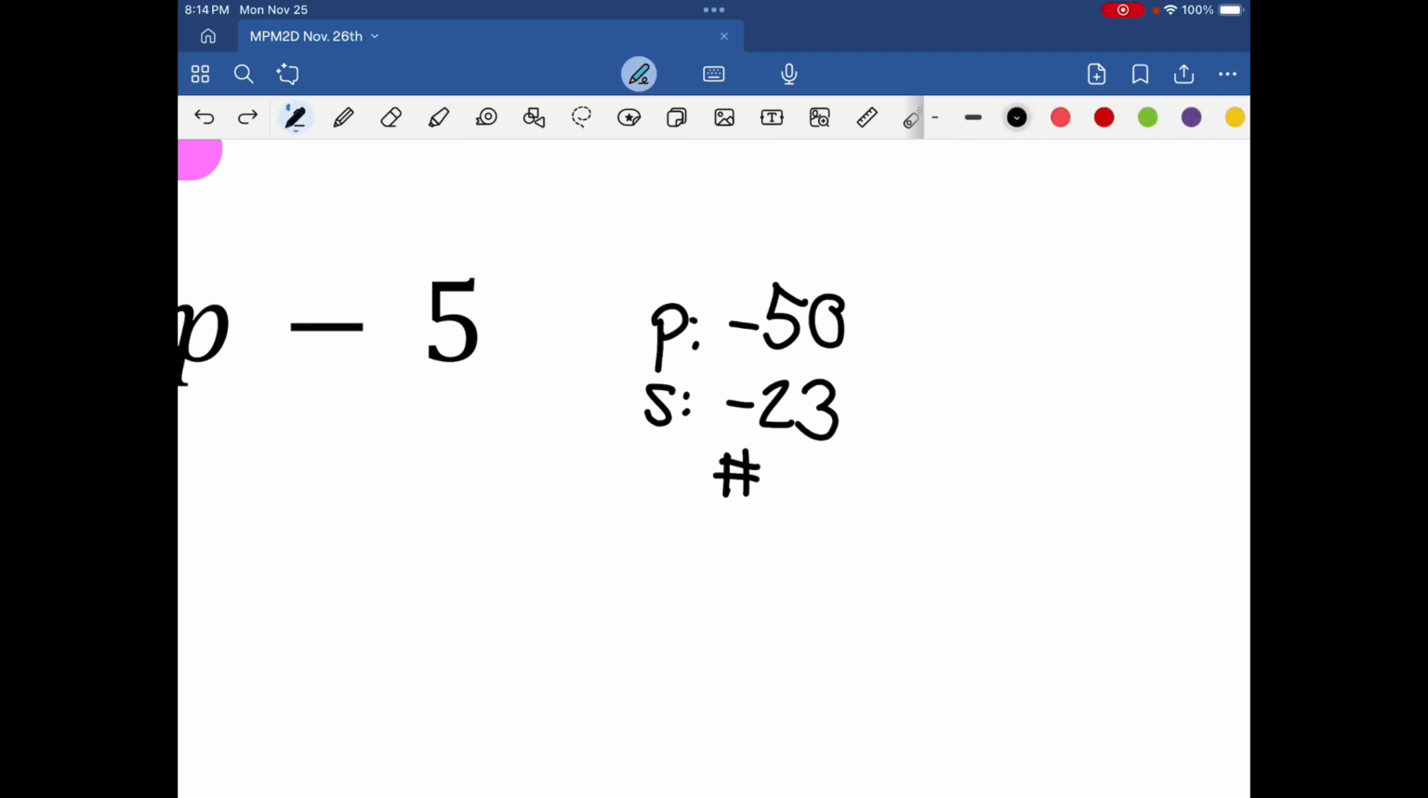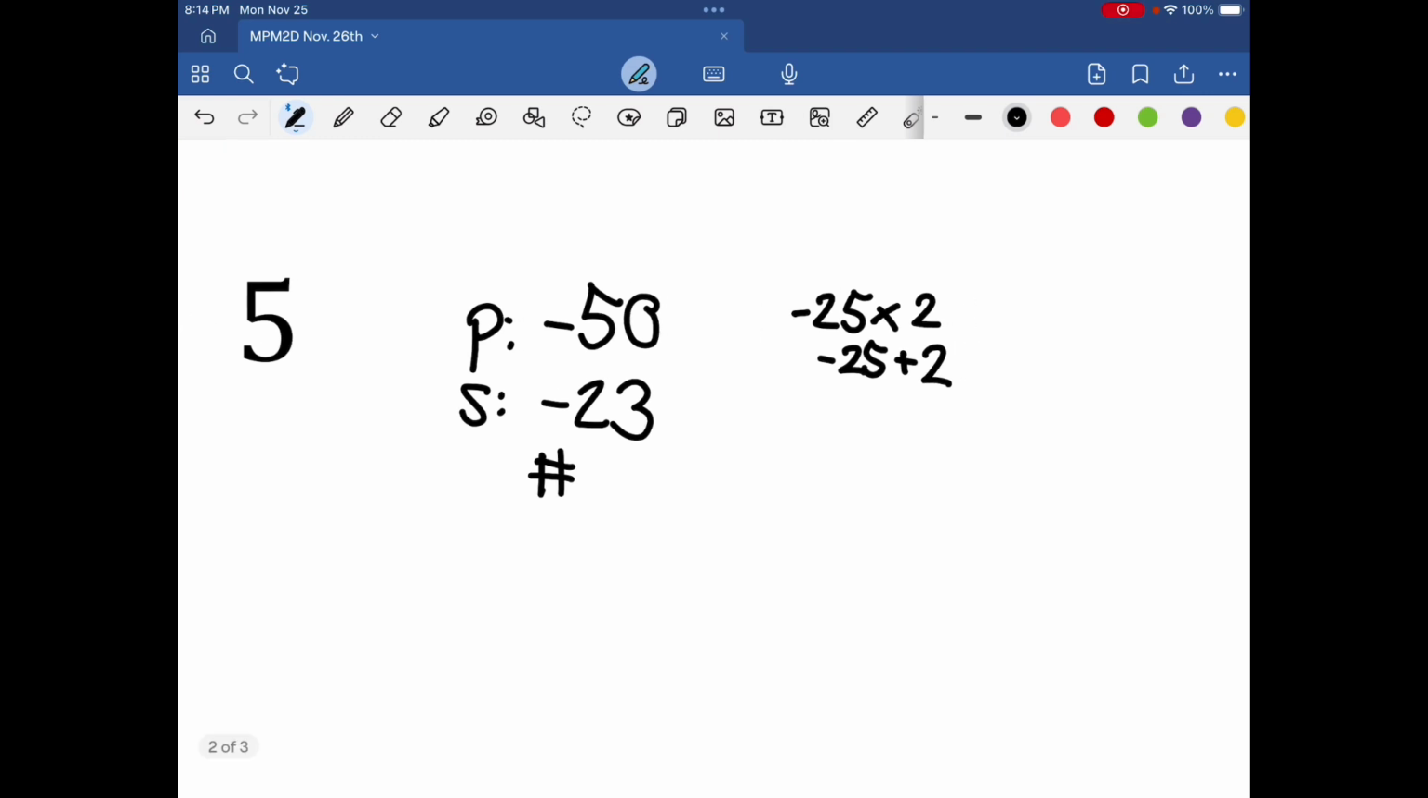I think those are negative 25 and 2, but I just want to verify that it satisfies all conditions. Negative 50, yup, I'm good on that. Negative 25 plus 2, negative 23. So yes, I found my two numbers: negative 25 and 2.